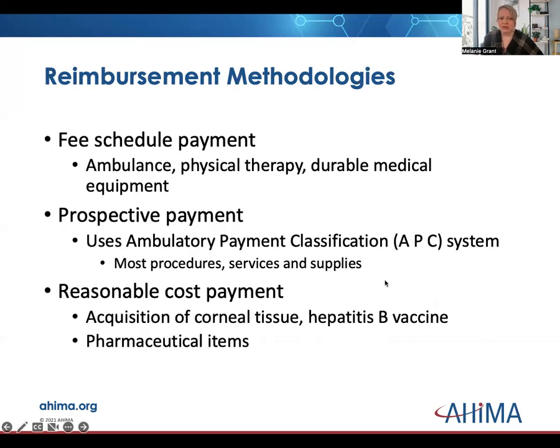There's 3 different main types here. We have a fee schedule payment, which looks at things like ambulances, physical therapies, DME; prospective payment systems, which look specifically at the classification of basically what type of facility you are, where you are located, and what kind of bundling or package service applies to you; and then reasonable cost payments, which looks more at your pharmaceuticals or your vaccines and says, what is a reasonable cost to reimburse you, not to make money off of this particular item. And we'll look at each of these in a little more detail as we go along.